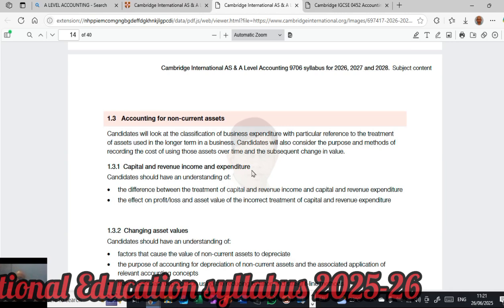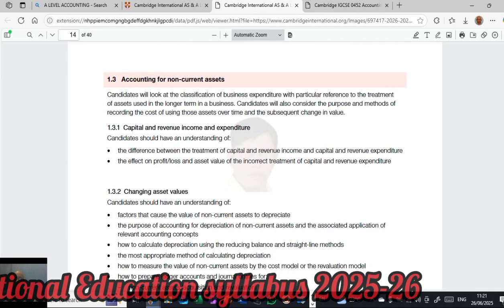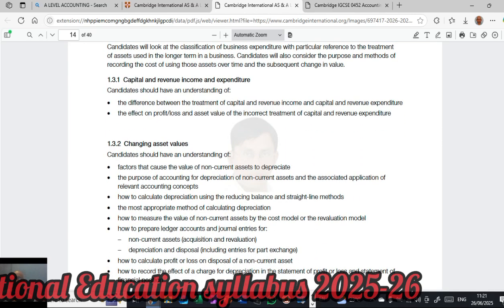The difference between treatment of capital and revenue income and capital and revenue expenditure, and the effect on profit or loss and asset values of incorrect treatment of capital and revenue. So what do you mean by non-current assets, first of all? Then changing asset values. What happens when they change? What are the things that have to be done? Candidates should have an understanding of factors that cause the value of non-current assets to depreciate.